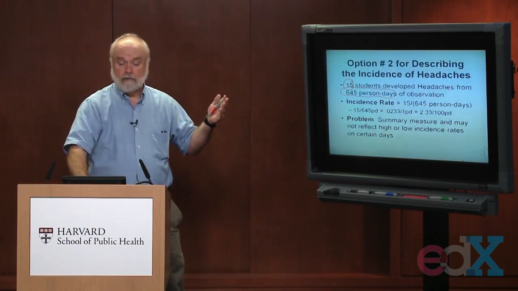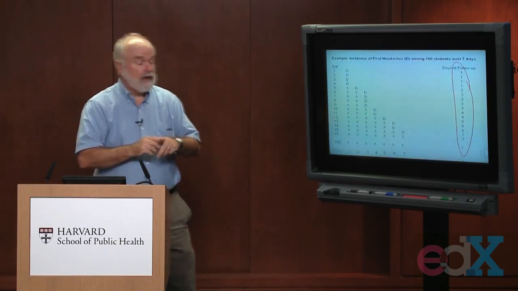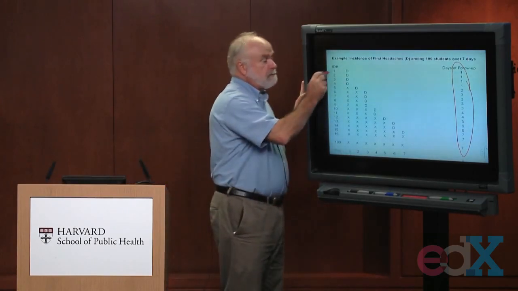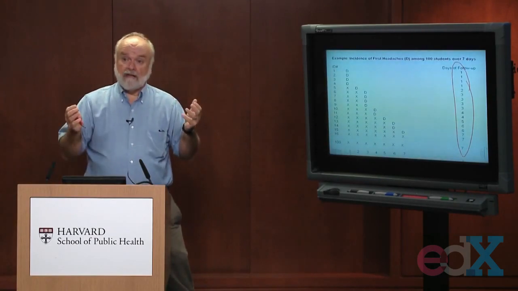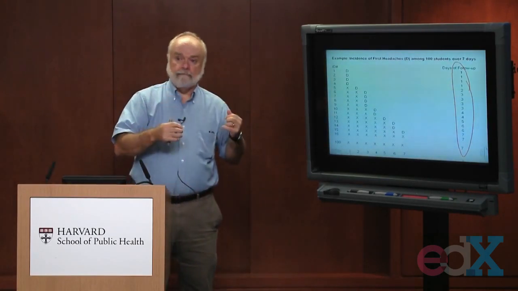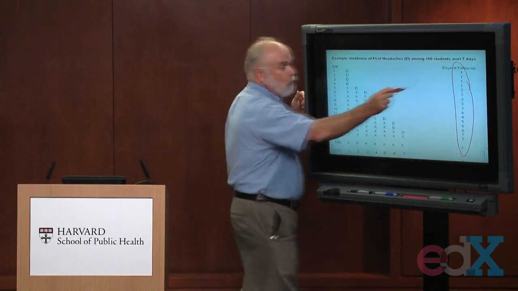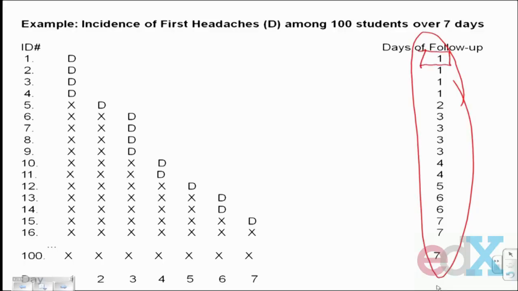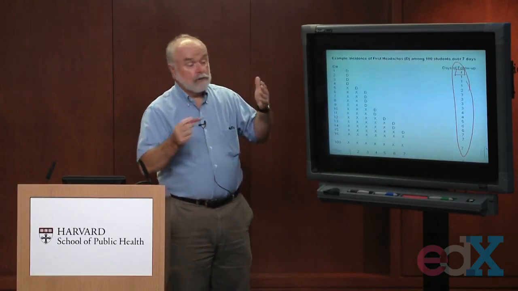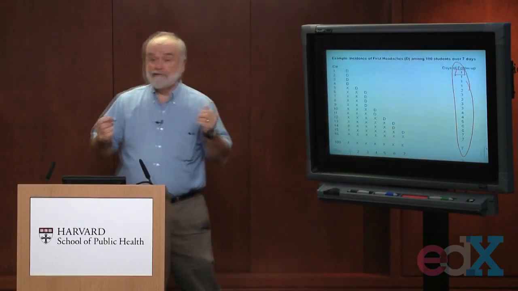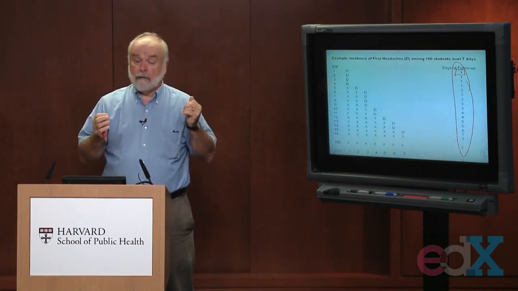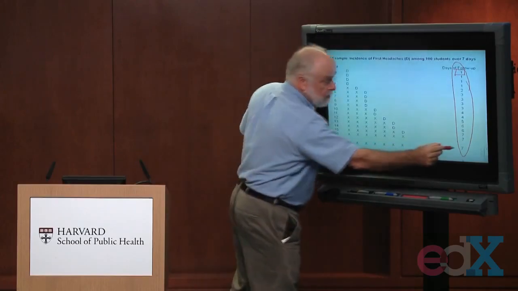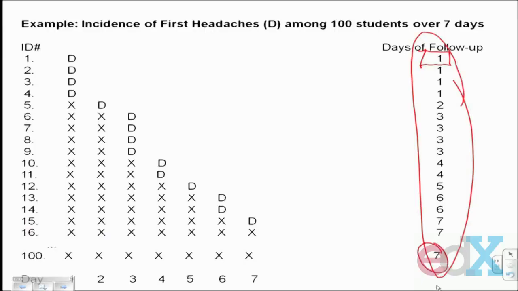Let me go back to the original display of the data. Remember, each person is followed either until they develop an event or the study ends. Each person is giving me person time. Person number 1 gave me 1 person day of follow-up before that person unfortunately developed a headache. Person number 2, 3, and 4 also gave me 1 person day of follow-up. So those 4 people in total gave me 4 person days of follow-up. Person number 100 gave me 7 person days of follow-up.